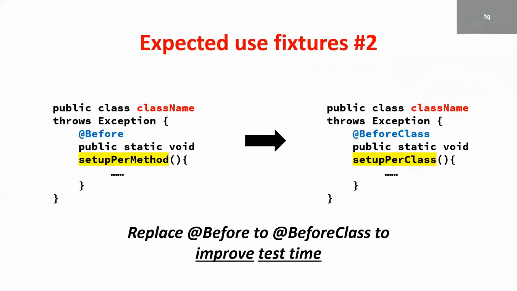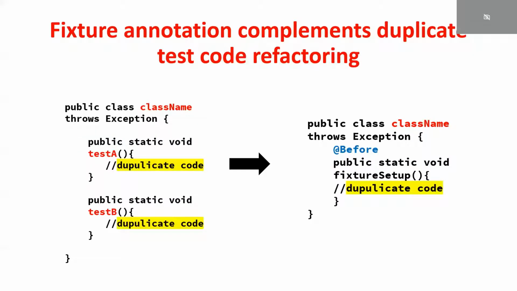Similarly, we find the reverse, where Before is replaced with BeforeClass. This is done to improve the test execution time by executing the fixture only once per class as opposed to once per every test case. More interestingly, we find cases where developers introduce Before annotations to remove duplicate fixtures in the test code.